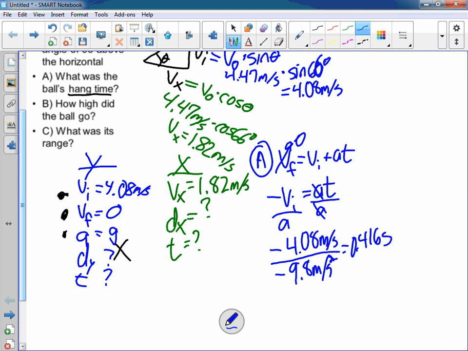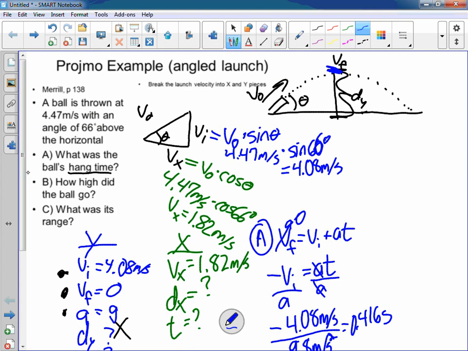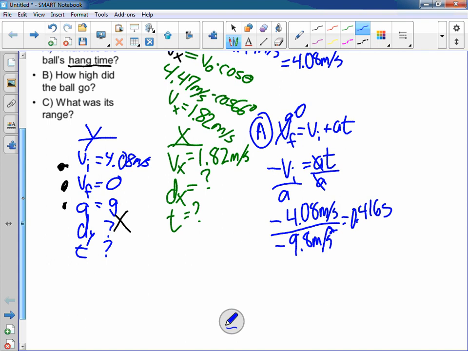That's what you wanted. You wanted the time, right? So are we done with part A? What was that the time for we just solved? The time to go from here up to there. What do we still have to do? Yeah, we've got to go downwards, right? So we've got to double that time. Time up equals time down.